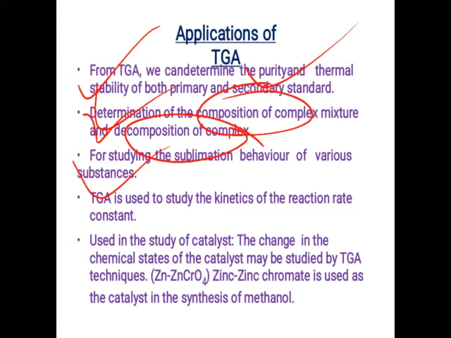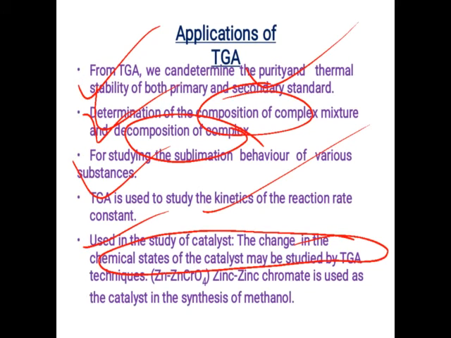We can study the sublimation behavior of various substances. It is also used for the study of the kinetics of reaction rate constants. It can also be used in the study of catalysts. The change in the chemical state of the catalyst can be studied by using this technique. Generally, we can study the zinc chromate catalyst which is used in the synthesis of methanol. Okay, so these are the different applications of thermogravimetry analysis.